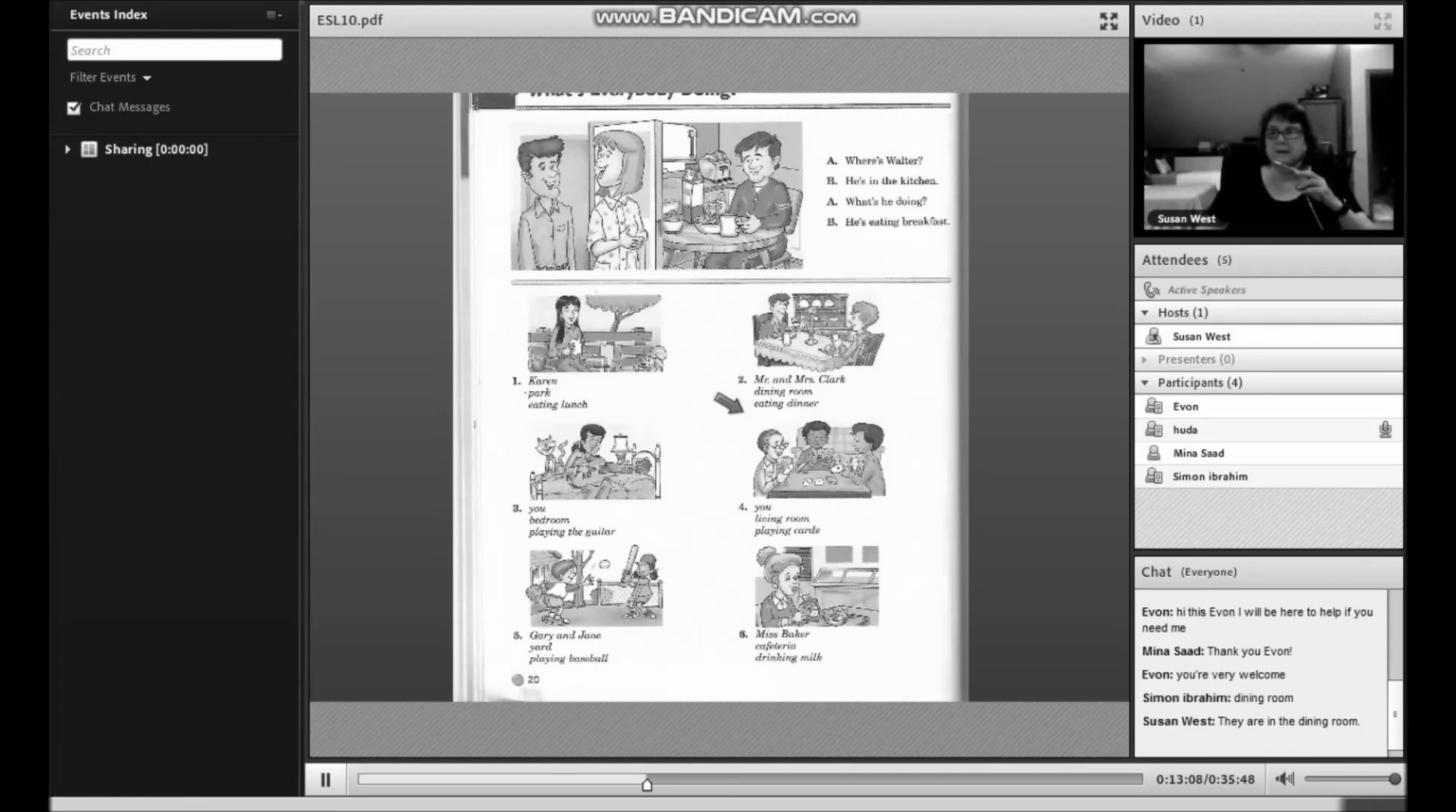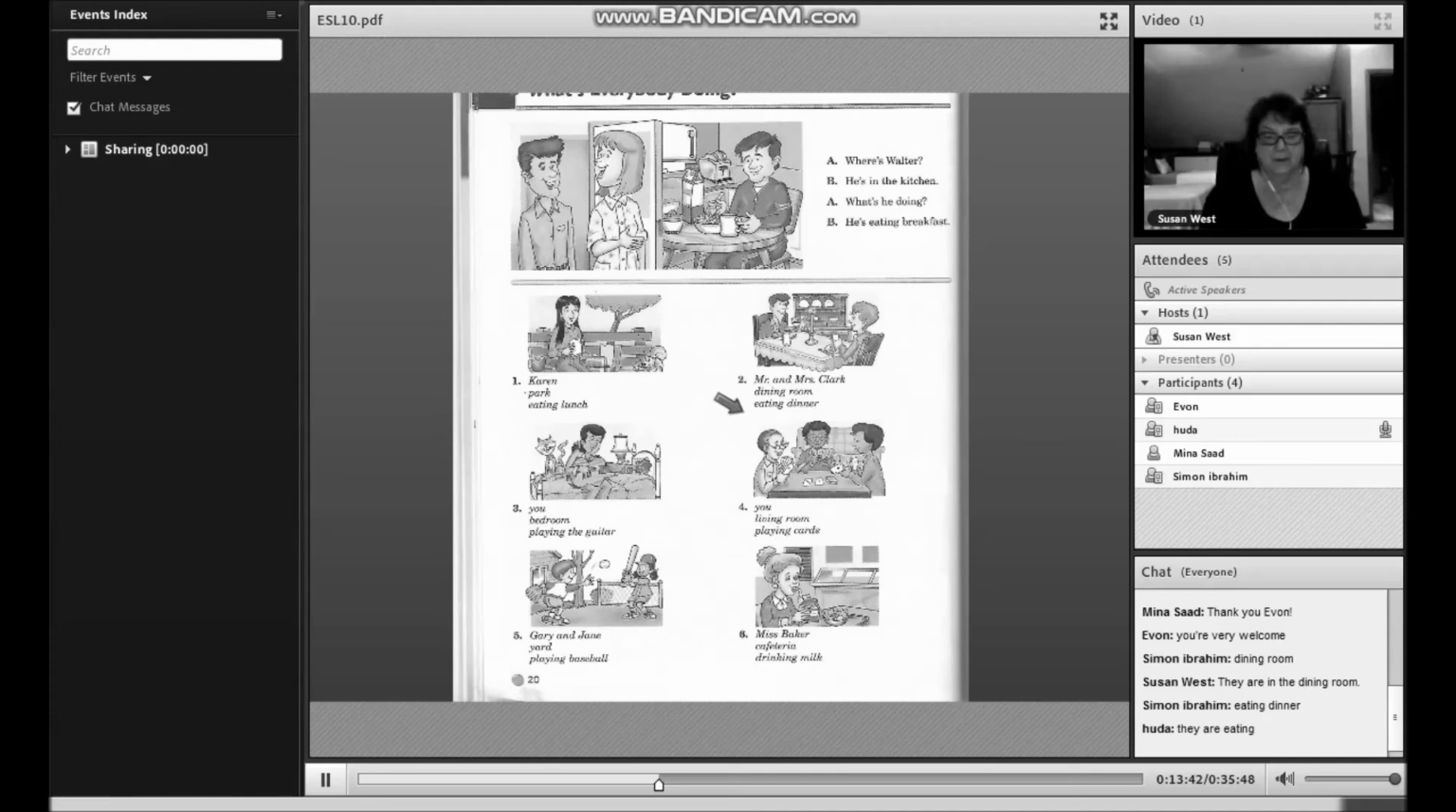What are they doing? I'll give you a minute to type that too, Simone. What are they doing? They are eating dinner. That's right. So if I ask you, what are they doing? You can say, they are eating dinner. Good. Good job, Huda. They are eating dinner. Okay. Good job, Simone. All right. I'll let you guys type in there. We'll go to the next one.